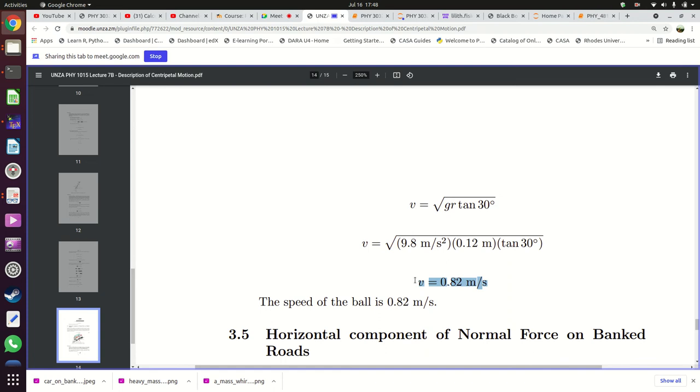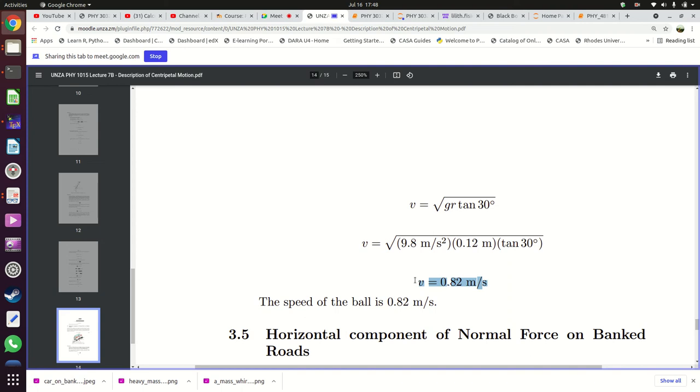One of the things you notice so far with centripetal motion is that we have been canceling out the mass everywhere we have gone. I don't know if you have noticed that. With the roundabout, we canceled out the masses. With the satellite, we canceled out the masses. What that tells you is that your velocity when you're going through a circle never depends on the mass. It depends on other things.